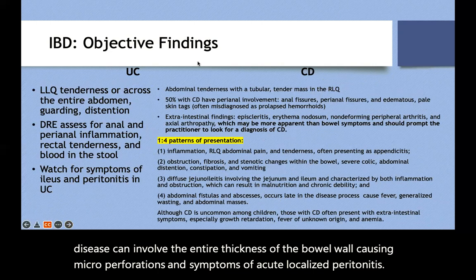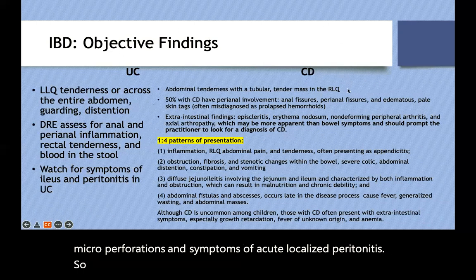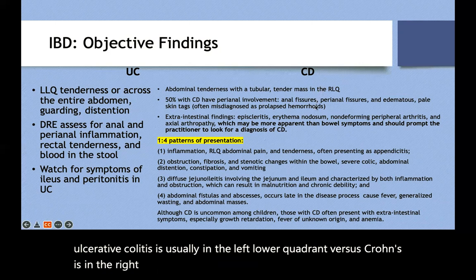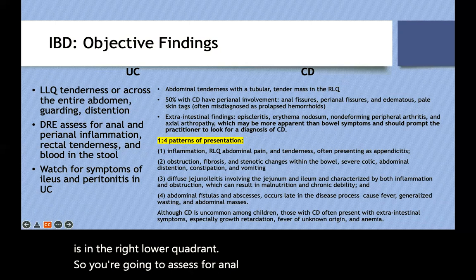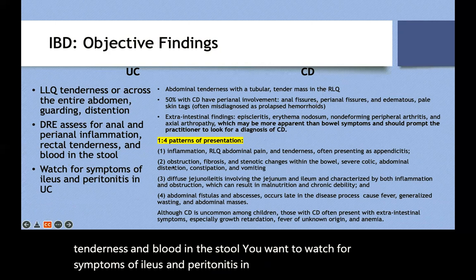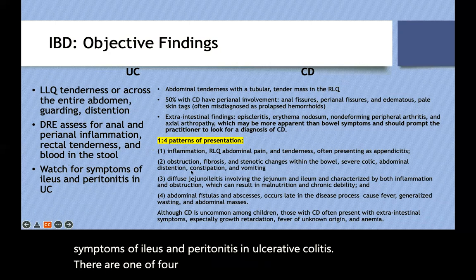Okay, so objective findings in ulcerative colitis versus Crohn's. Ulcerative colitis is usually in the left lower quadrant versus Crohn's in the right lower quadrant. All right. So you're going to assess for anal and perianal inflammation, rectal tenderness, and blood in the stool. You want to watch for symptoms of ileus and peritonitis in ulcerative colitis. There is 1 of 4 patterns of presentation in Crohn's disease. So you can go through those.